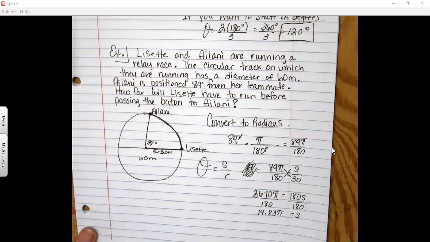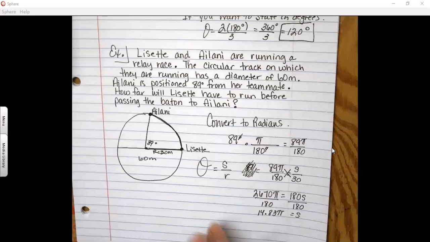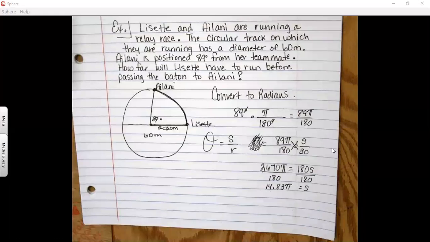So was our theta in degrees or in radians? It was originally in degrees, but then we converted it to radians. So in our formula, we used radians, right? So we don't want to write this in terms of pi. So would we substitute 180 degrees for pi or 3.14? 3.14. If we had stuck with the 89 degrees, then we would substitute in 180 for that. But we didn't. We turned it into radians. So 14.83 times 3.14 gives me my arc length.